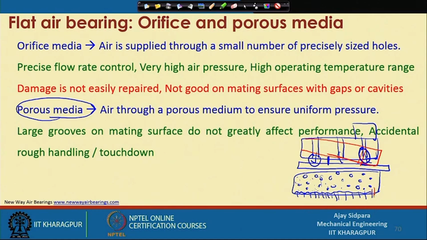But the same thing happens here. What is going to happen? You have a hole in all directions, so even if it is tilted, this particular hole will be under more pressure and it will stabilize again. That is the advantage of using this. Accidental rough handling and touchdown will not create more problems in this case, because this porous media is naturally made, whereas the orifice is fabricated; it is a designer issue.